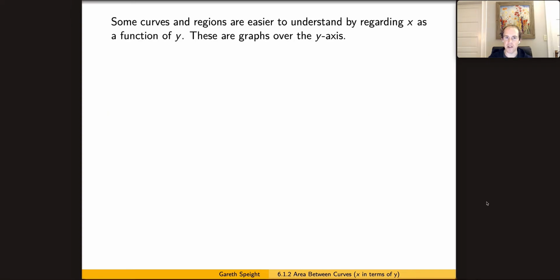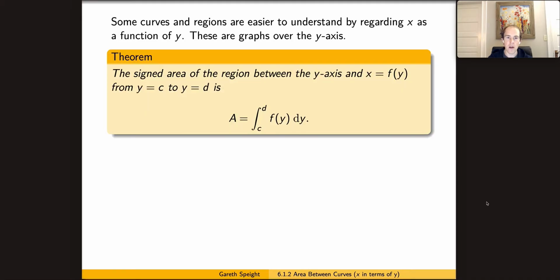So some regions are easier to understand by thinking of x as a function of y. That's why we're going to do this. So, the signed area of the region between the y-axis and the curve x equals f of y from y equals c to y equals d is now the integral from c to d of f of y dy. So it's basically the same as before.